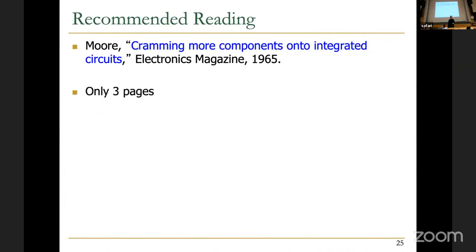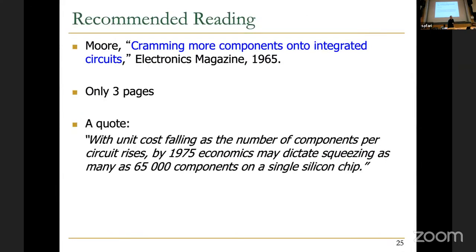But this is your recommended reading. It's only three pages. It's an empirical observation, actually. It basically says that I observe this, and I expect that this will continue to happen because we are able to come up with better manufacturing technology. But of course, this is his prediction, as you can see. This is the expectation. You can read that.